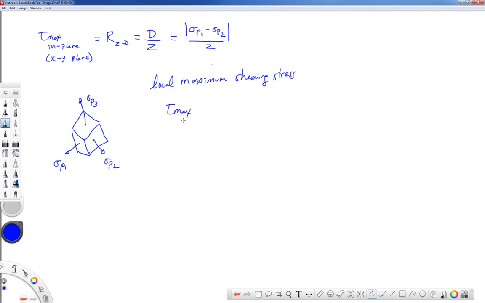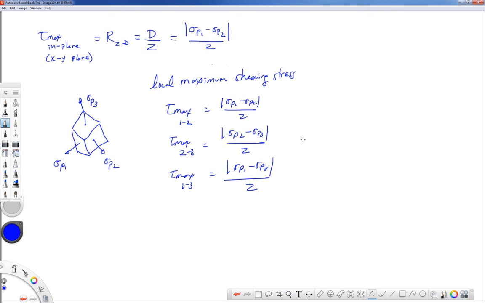I'm going to call this one tau max 1, 2. It would be sigma P1 minus sigma P2 divided by 2. Tau max 2, 3 would be sigma P2 minus sigma P3 divided by 2. And tau max 1, 3 should be sigma P1 minus sigma P3 divided by 2. Each of these occur 45 degrees in between the respective principal axes.